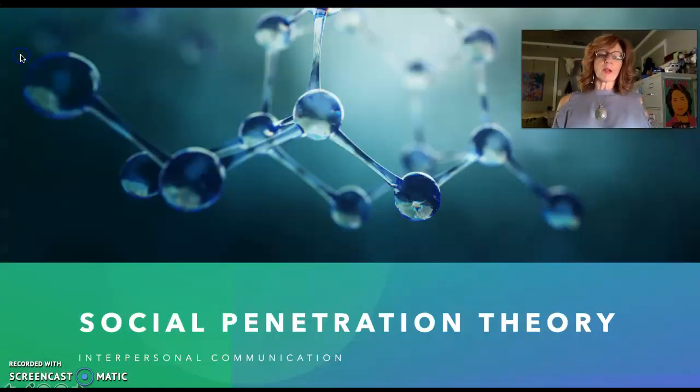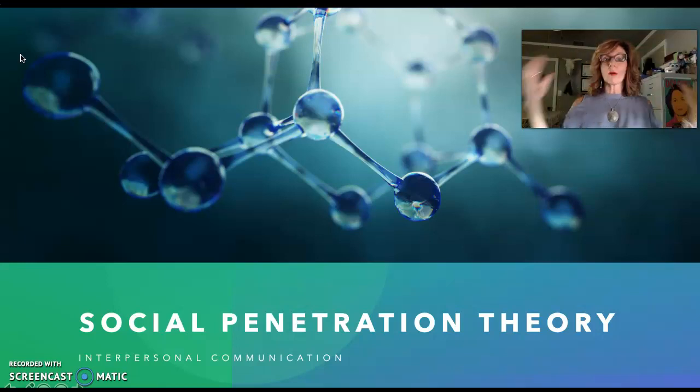So social penetration theory, I call it an interpersonal communication theory because it looks at self-disclosure. Disclosure is the mechanism for which, I always say communication is the driver of all relationships. Self-disclosure is a mechanism for which researchers look at how a relationship progresses with breadth, which has to do with quantity, and then depth, which has to do with quality.